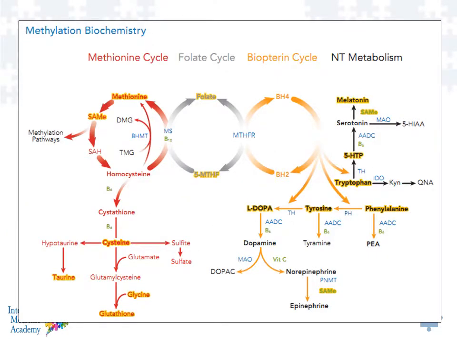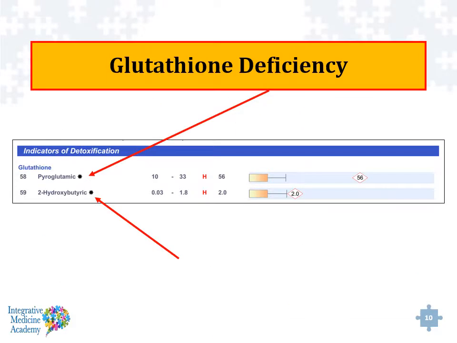We know that there's the methylation cycle. There's the folate biopterin cycle, and all of these have a relationship to each other. They're very important in supporting neurochemical levels in the body, dopamine, norepinephrine, serotonin, as well as supporting glutathione levels for detoxification. So on the organic acid test, there are a couple markers in the indicators of detoxification section that can indicate glutathione deficiency.